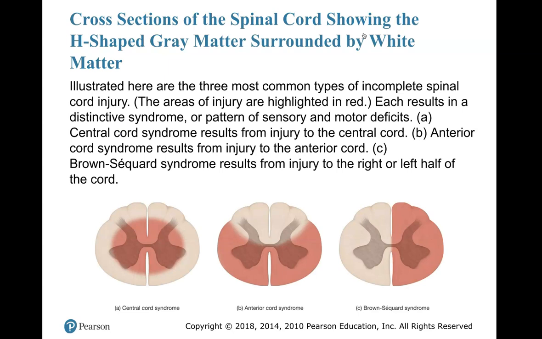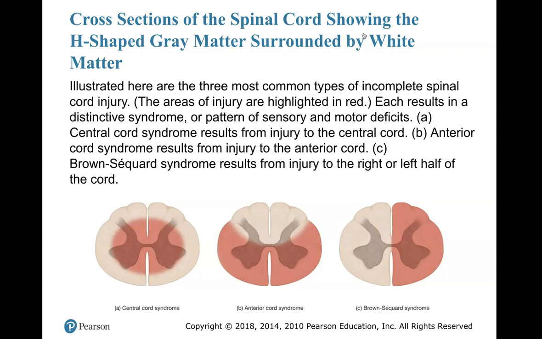Here, cross sections of the spinal cord showing the H-shaped gray matter surrounded by white matter. Illustrated here are the three most common types of incomplete spinal cord injury. The areas of injury are highlighted in red. Each results in a distinctive syndrome or pattern of sensory and motor deficits.